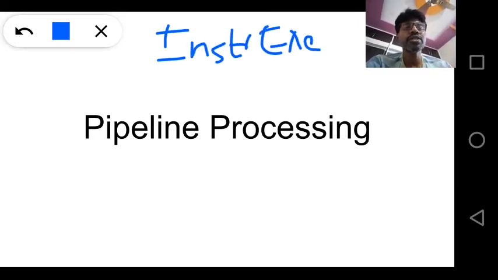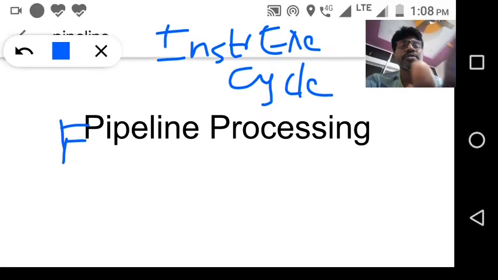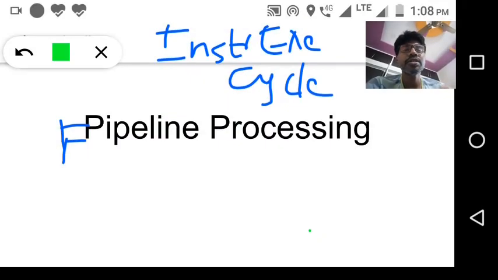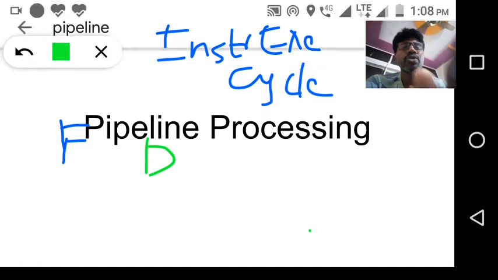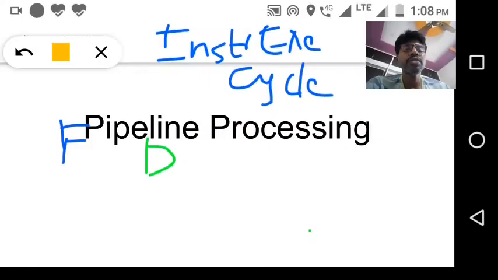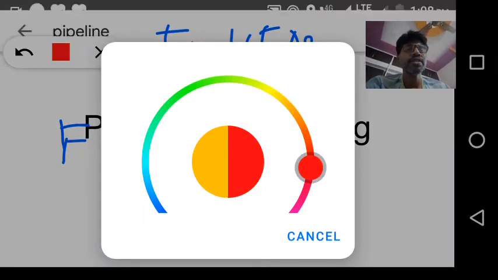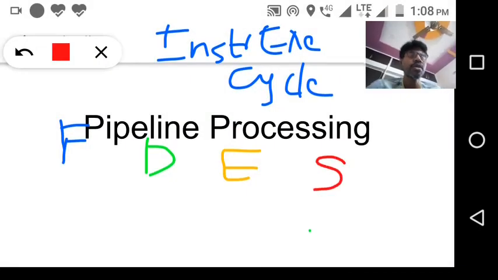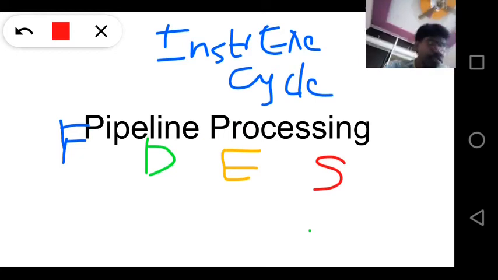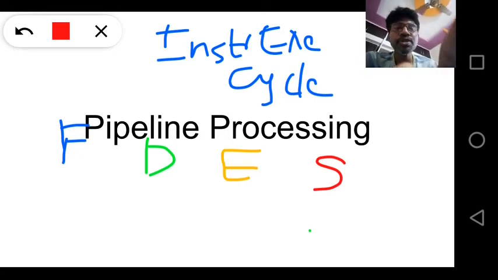The instruction execution cycle contains what? Fetch and decode and execute and finally store. The fetch, decode, execute, and store. So these are my instructions.